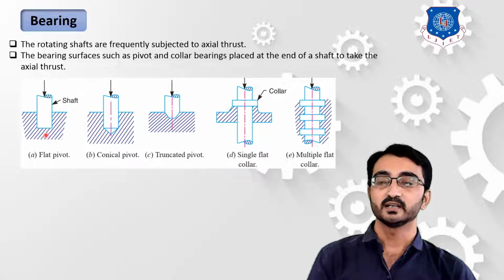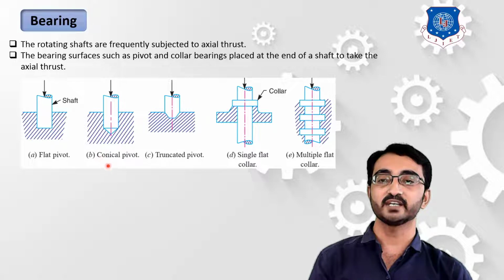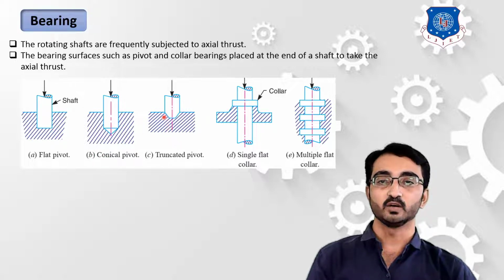Now as for the pivot bearings, you can refer to this diagram. When your shaft is blind and you are directly supporting the axial thrust which is acting on this shaft, then this type of bearing which has a flat surface is used. This type of bearing is known as a flat pivot bearing. But if the end surface is in conical shape, then we refer to it as a conical pivot. And the third type of pivot bearing has a truncated shape, so that's why it is termed a truncated pivot bearing.